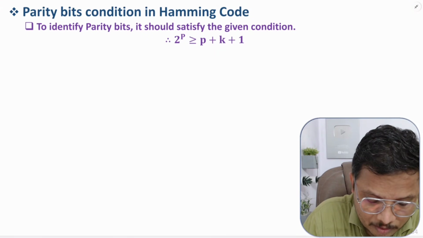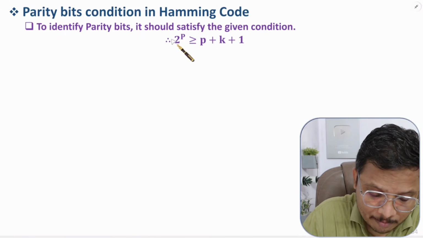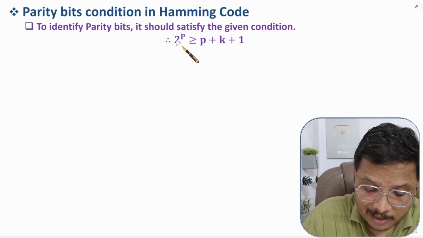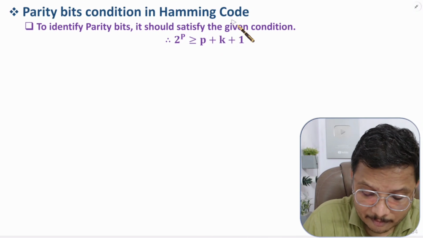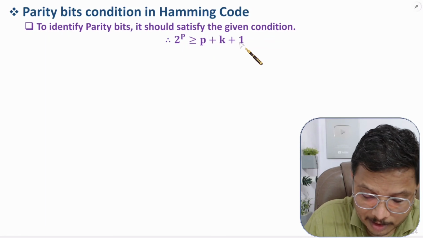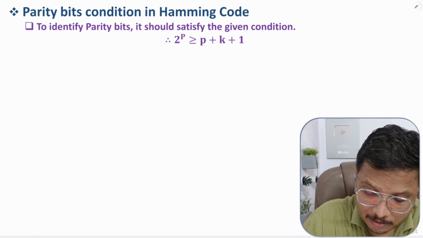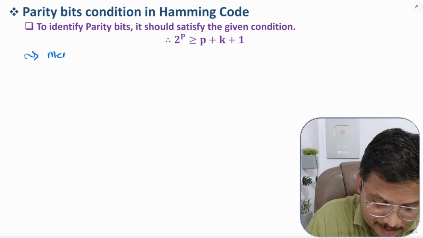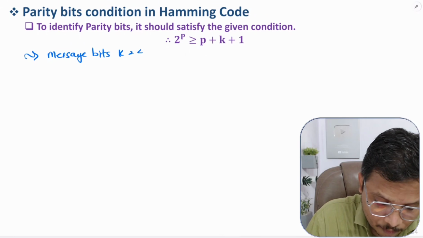For that you need to see this condition. Parity bits should satisfy this condition, otherwise Hamming code cannot be constructed here: 2 to the power p should be greater than or equal to p plus k plus 1. Let me give you one example. Suppose we have message bits k equal to 4.